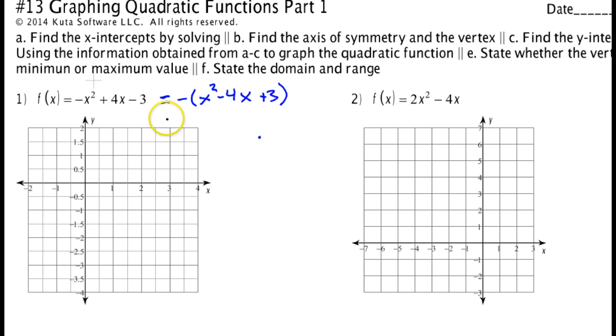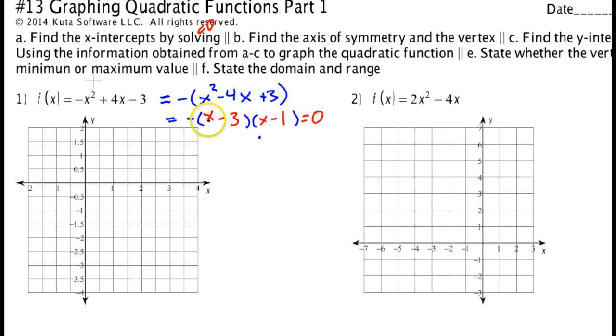Now, what does this factor to? Look at it. What do you think? Just like the warm-up. x minus 1, x minus 3. So we've got to get these signs right. And this is equal to 0. When we said solving, that means you set it equal to 0.